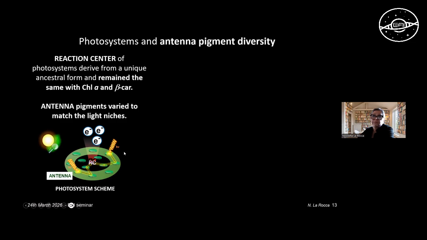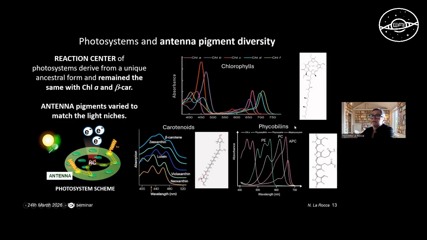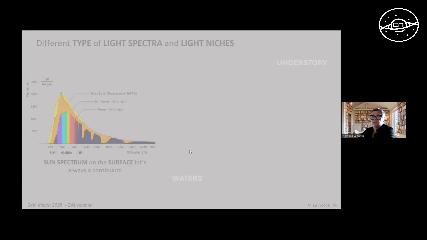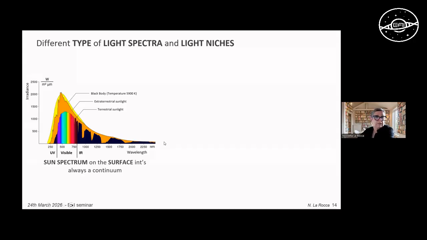So if we look at the pigments that are present in the different antenna systems, we can find many types of pigments that absorb many different wavelengths. And this is really important because, as I told you, the photosynthetic organism doesn't generally live under a continuum of light spectrum like this, but can experience different light intensities and different spectra.